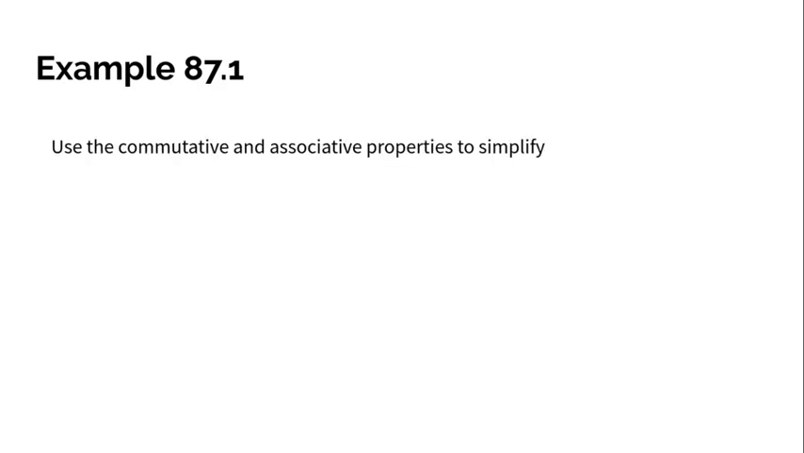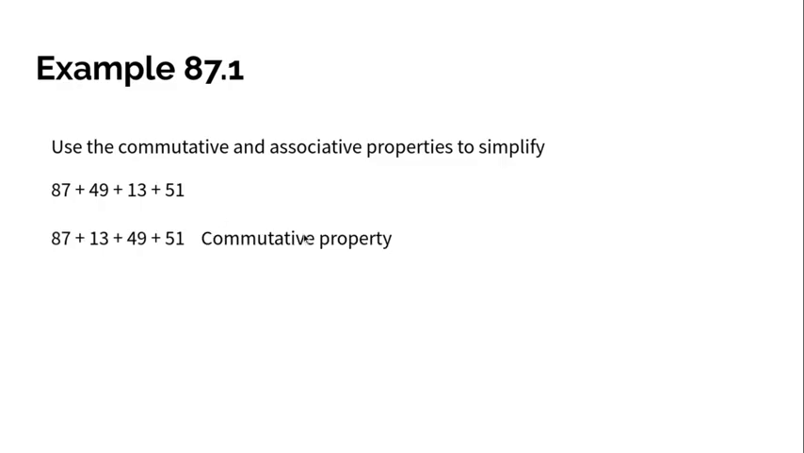Okay, let's do example 87.1. It says, use the commutative and associative properties to simplify. So the exercise is given to us like this. Very simple addition. I could just add all of these one by one, 87 plus 49. But in math, we always look to make things simpler. We can use the commutative property, because I see that this 7 can add very easily with this 3, and this 9 can add easily with this 1. So I change the 13 here and the 49 here so that they can easily be added with each other.